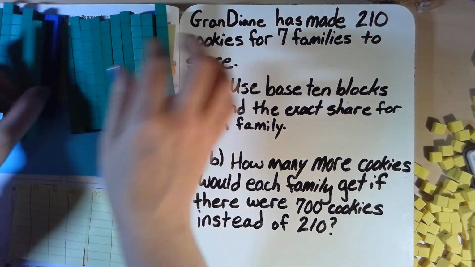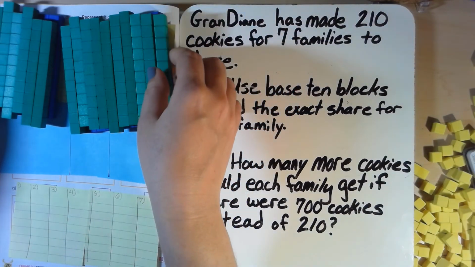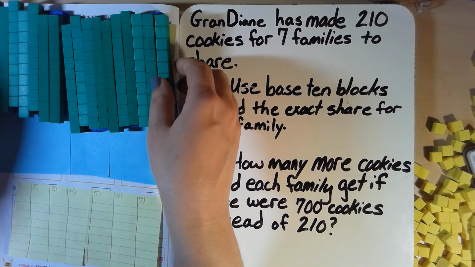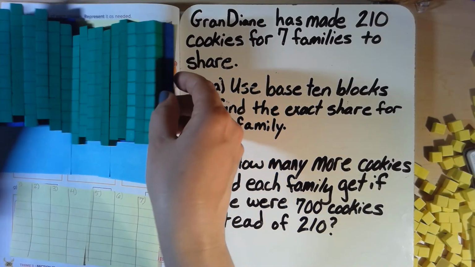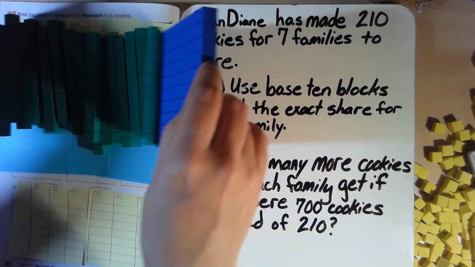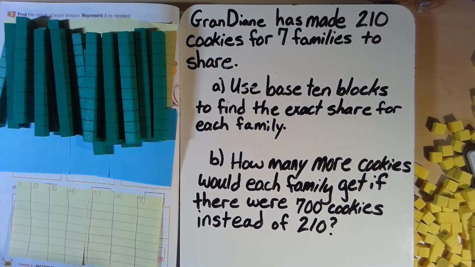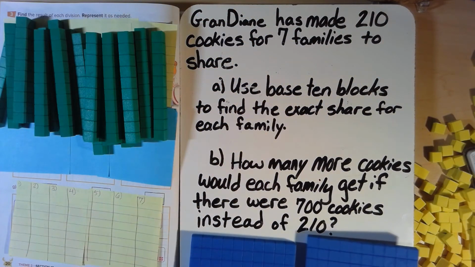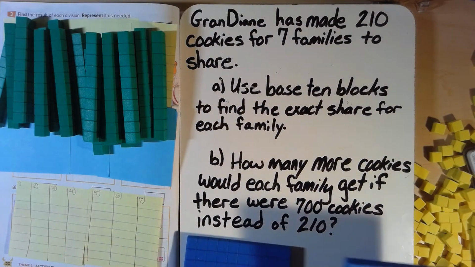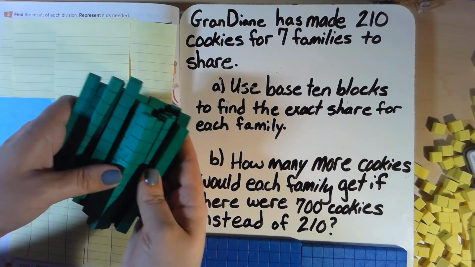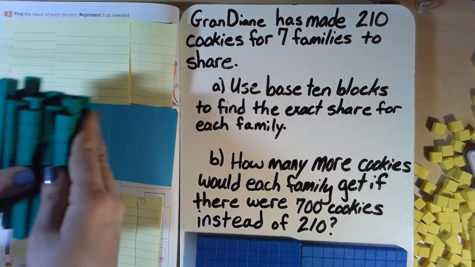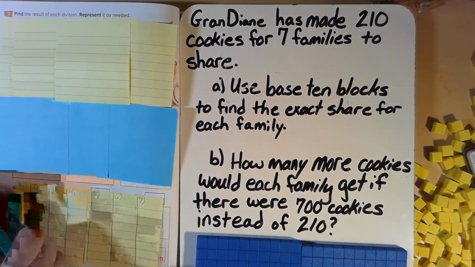Let me use this one, 10. So for 200, I need 20 base 10 blocks. Let's do my hundreds first. So 10 for each 100. That means I need 200, right? So let's take 200 into 7 groups.